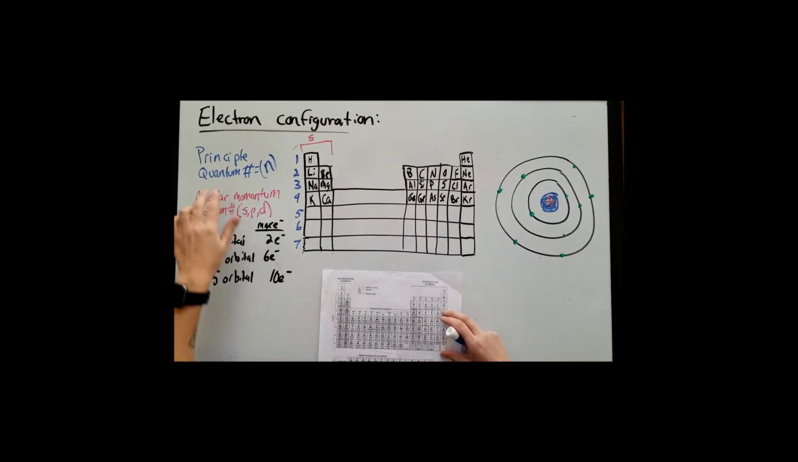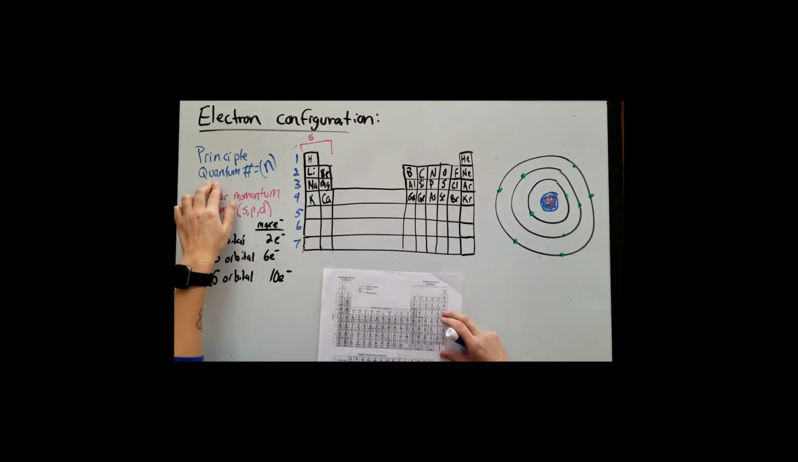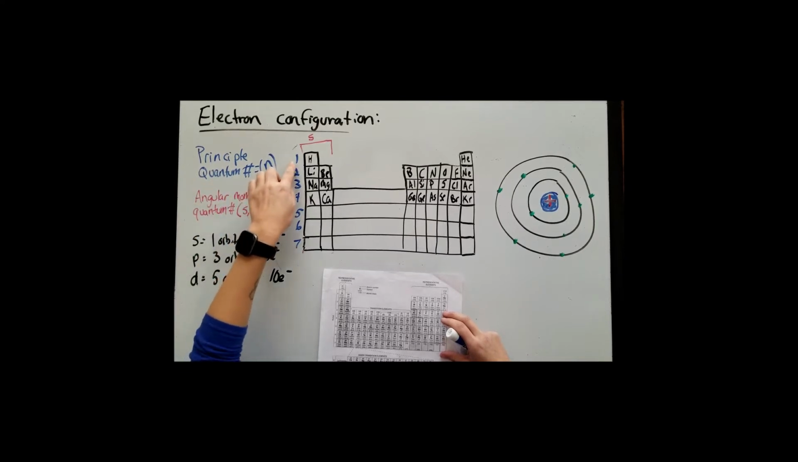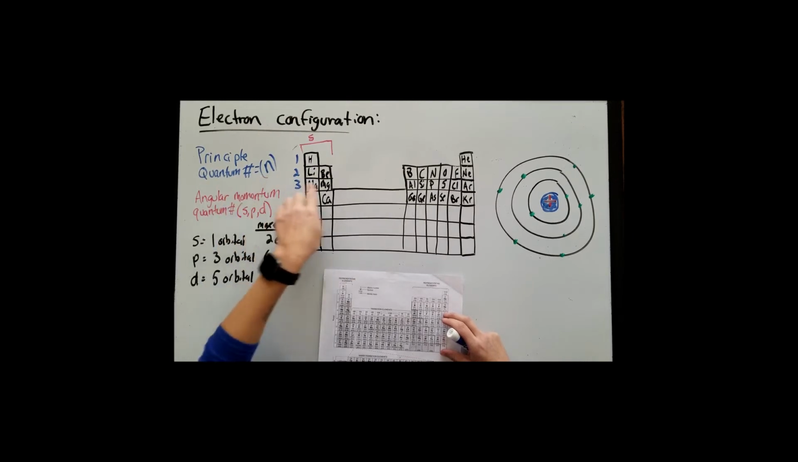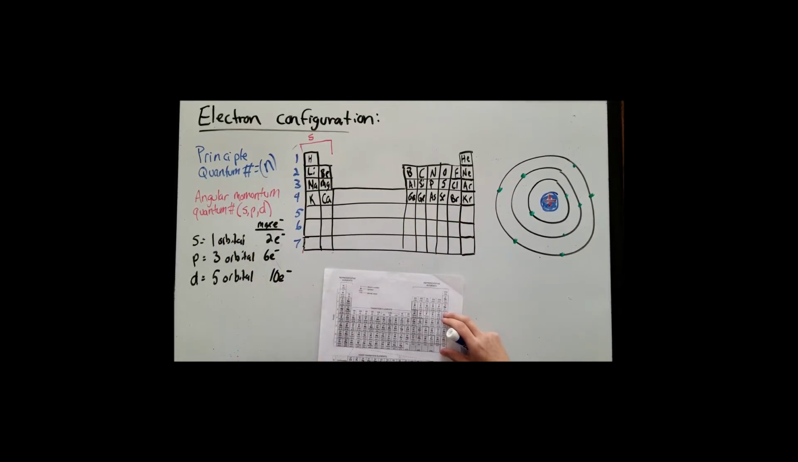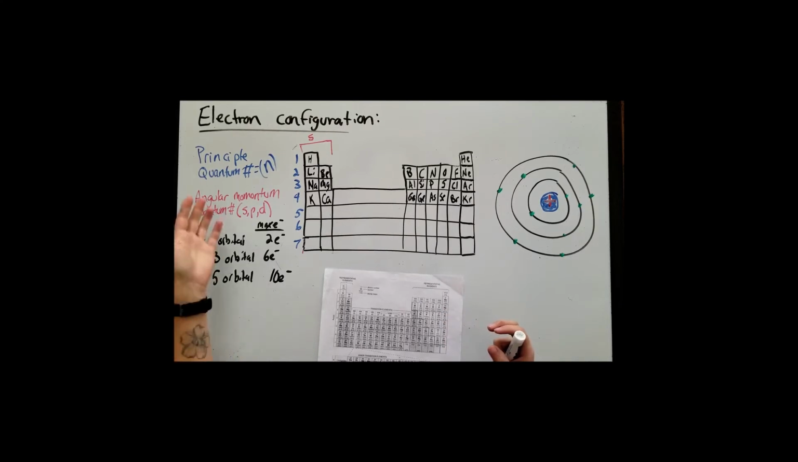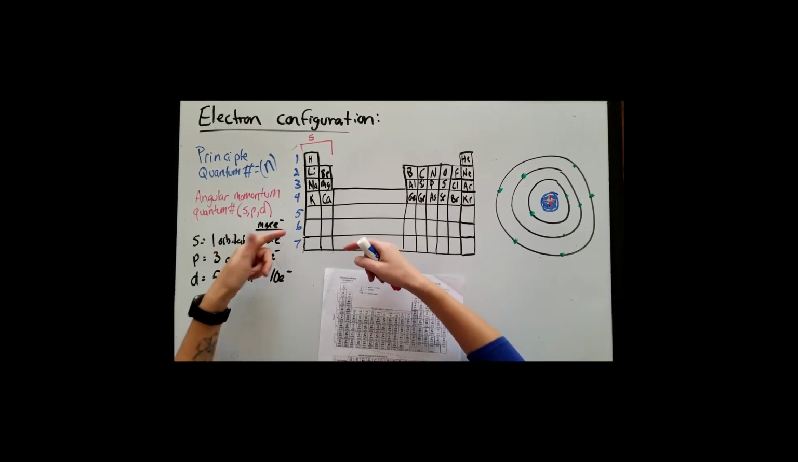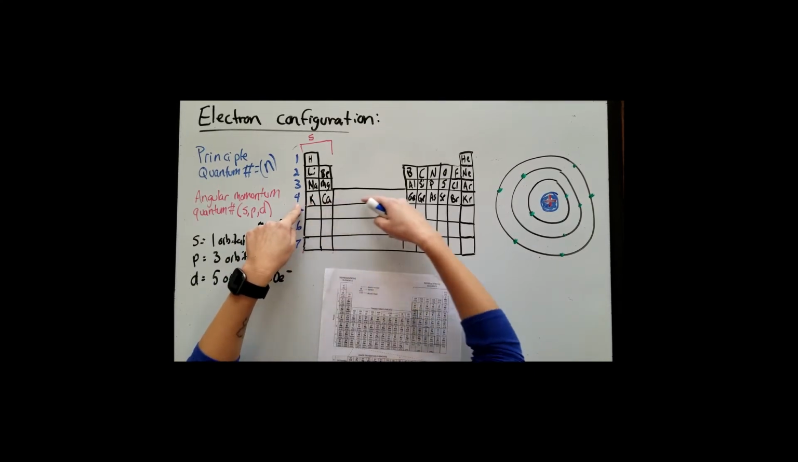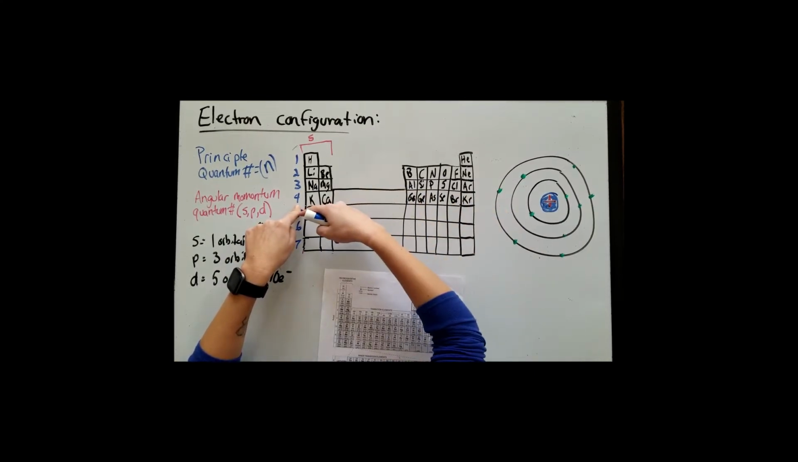These periods are also the principal quantum number. So n equals 1 would be the first period, n equals 2 would be the second period, n equals 3 would be the third period, and so on. We're going to use these quantum numbers sort of like an address, a map, if you will. If I say the principal quantum number is 4, that means the element I'm describing is somewhere in period 4.